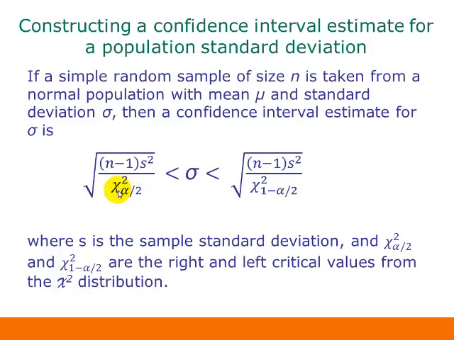One thing that's a little confusing here is that chi-squared automatically has this exponent of 2, but that doesn't mean that we're squaring anything. This whole symbol right here and the whole symbol right here are just the critical values that we find from that table. The only thing that we're squaring in this formula is the s, here and here.